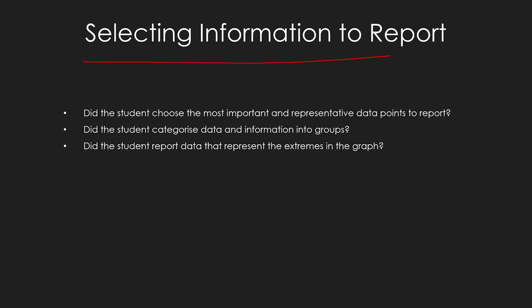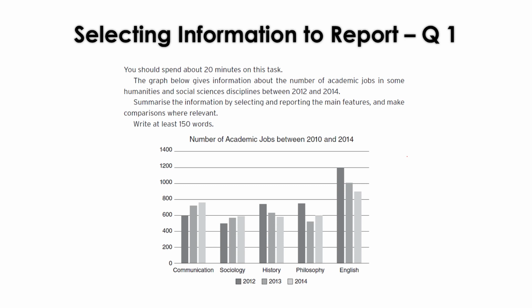That's number 1. Number 2, did the student categorize data and information into groups? Grouping, did they do that? Finally, did the student report data that represent extremes in the graph? Did you cover the extremes in the graph or not? These are 3 things that they look at. So let's look at some examples and let's see how you can write better answers. So here's the question. Give it a couple minutes, go through it, and then we'll look at example 1.